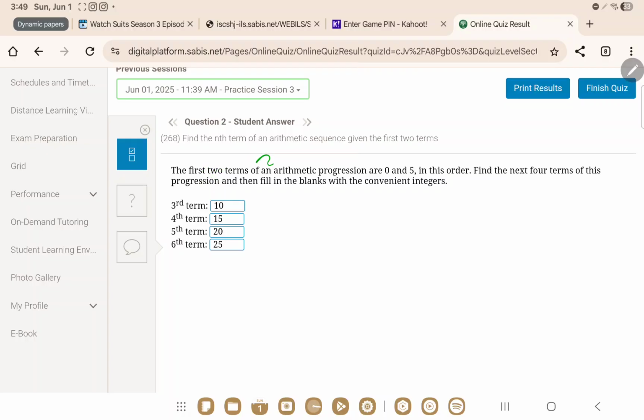Okay, so the first two terms of an AP are 0 and 5 in this order. Find the next four terms. When we have questions like this where they give us the 1st and 2nd terms and you need to find the 3rd, 4th, 5th, 6th, find the difference. If they told you it's an arithmetic progression, find the difference. 0, 5, then just keep adding 5. So 5 minus 0 equals 5. Now just keep adding 5. So 5 plus 5, 10. 10 plus 5, 15. Then 20. Then 25.